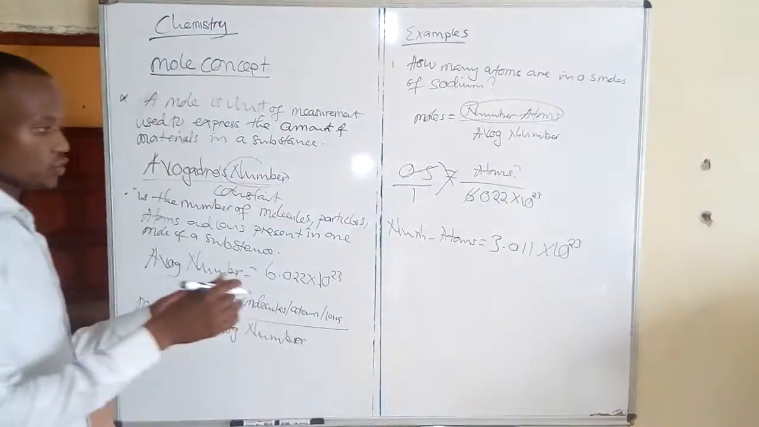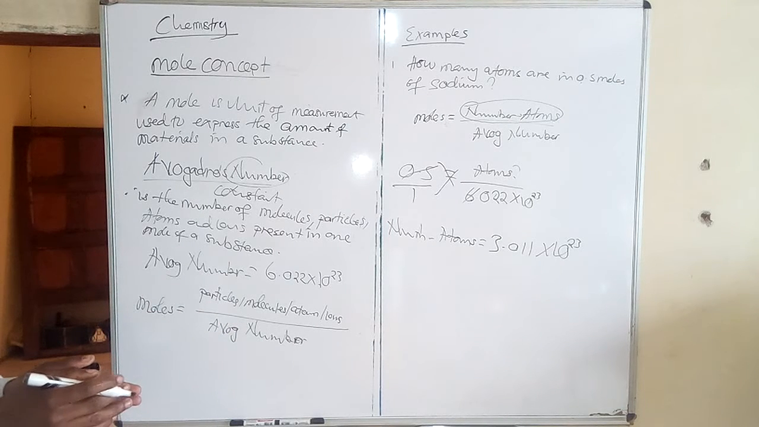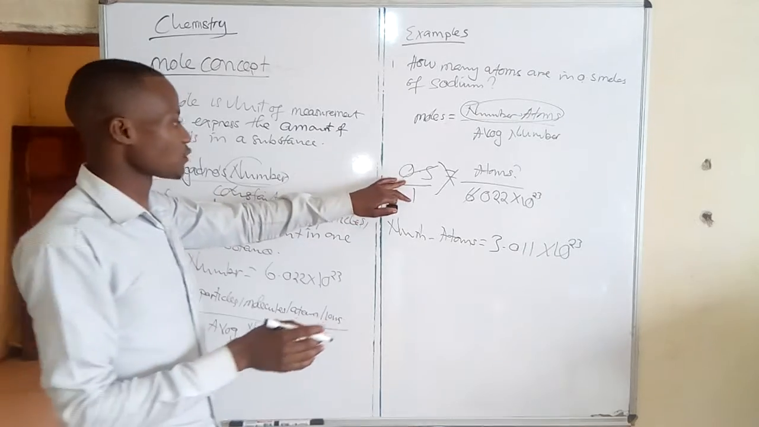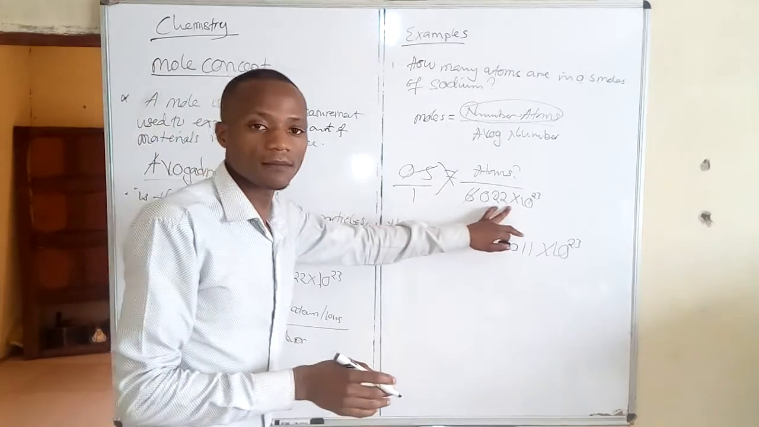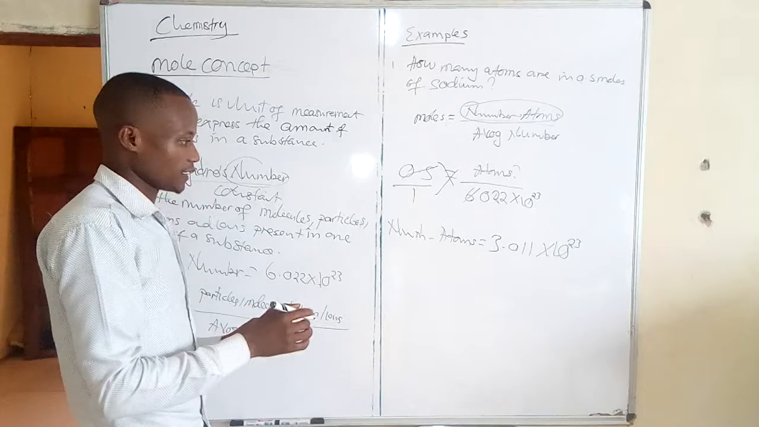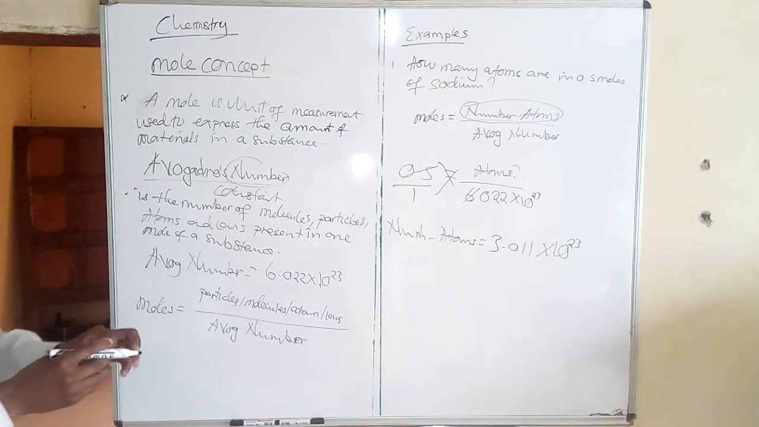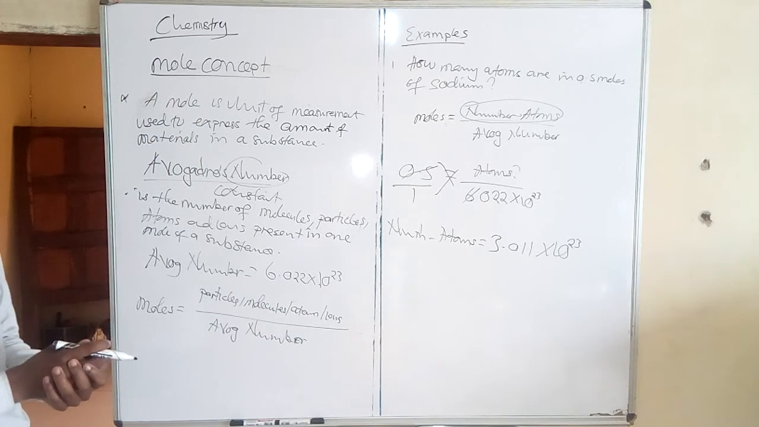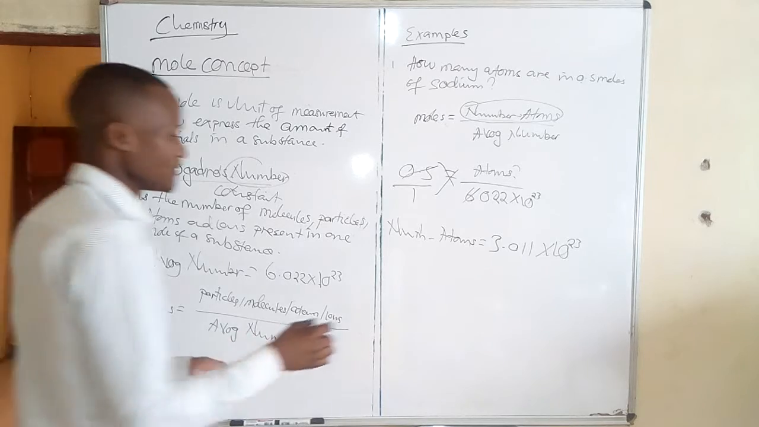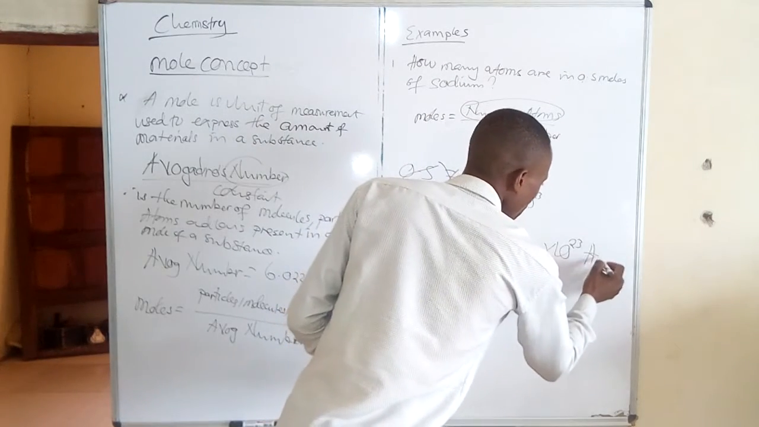But if you're not sure, please use the calculator so that you can find the correct answer, so that you don't mess up. By just multiplying by half, 0.5 is half, so I'm just reducing this number by half. So yes, you can use the calculator. So we have about 3.011 times 10 to the power 23 atoms of sodium.